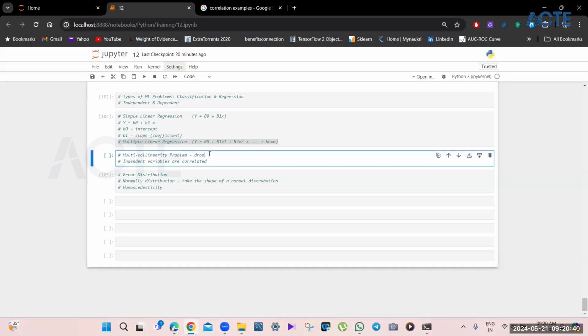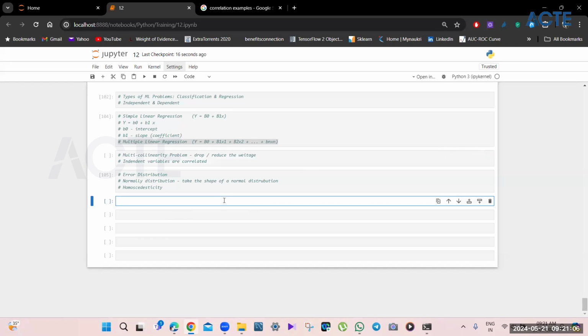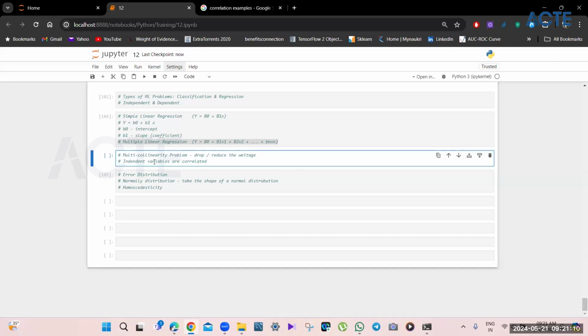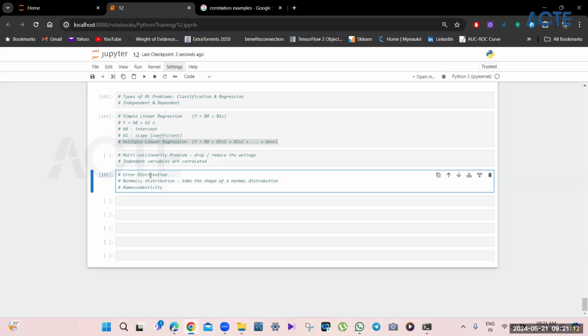That is one thing. Else, we have to reduce the coefficient value, reduce the weightage. x1 and x2 are linked, so we have to reduce one of their coefficient values. Let's say earlier the coefficient value was 1.53, I have to take it down. You getting my point, right? What I'm trying to say? Yeah. So that is how you tackle multi-collinearity.